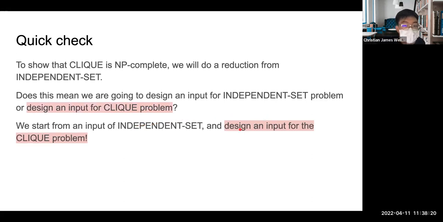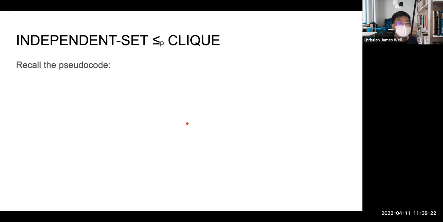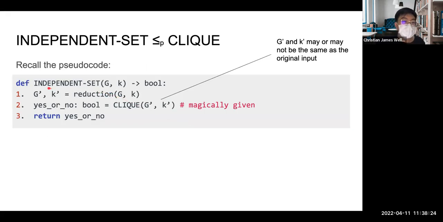Okay, so recall the pseudocode, how it kind of looks like. You start off with independent set, have an input G and K, and then you do a reduction, and then get G prime and K prime. And this CLIQUE problem, we have a magical solver for it. I want to make a note that G prime and K prime may or may not be the same as the original input. Remember, you're allowed to tweak it.